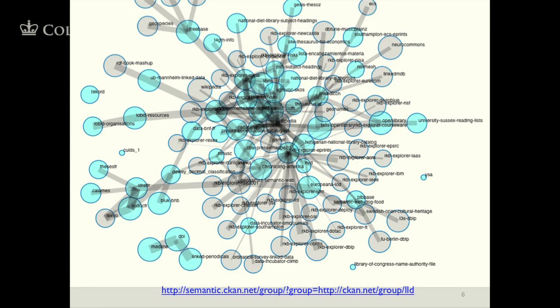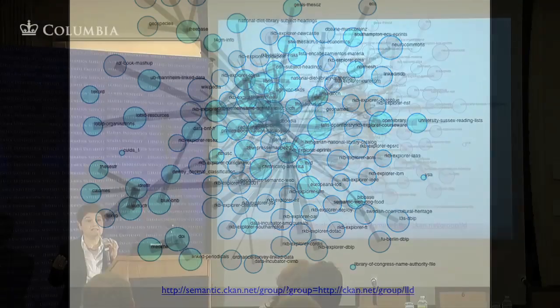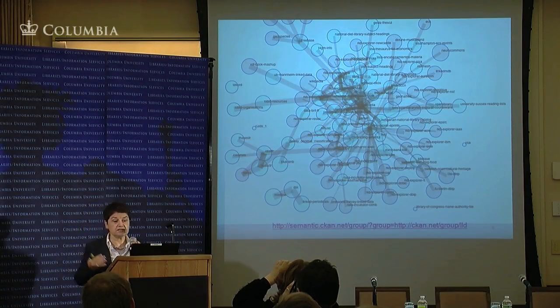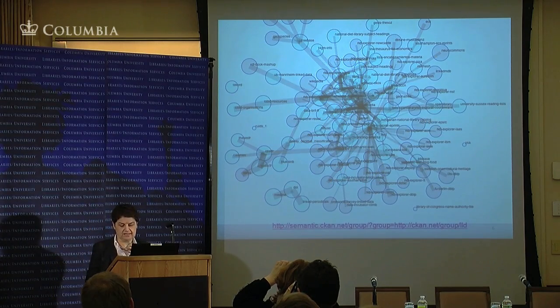So if we want to look at a visualization of the linked data environment, here we have one generated by an aggregator service, and we see that all these nodes represent individual data sets populated with linked data semantics, and they are all interrelated.